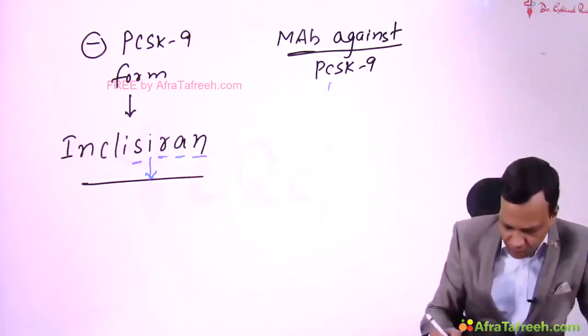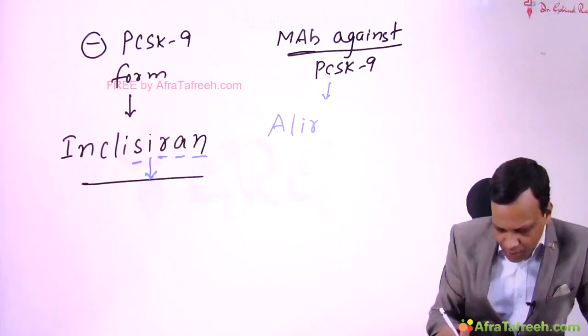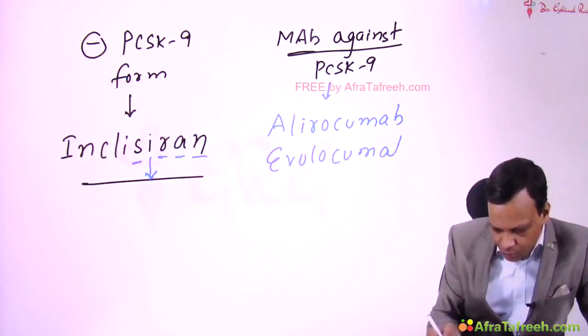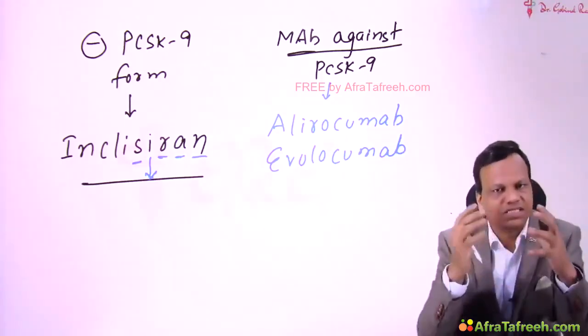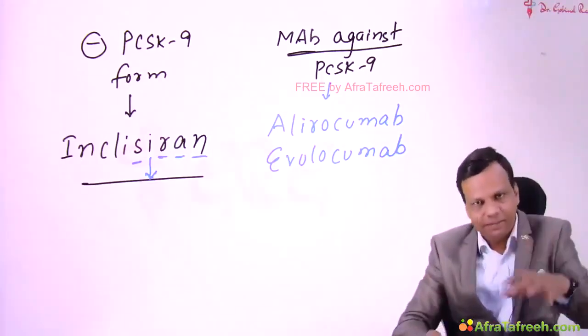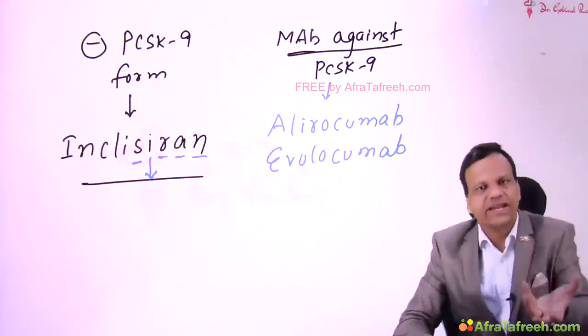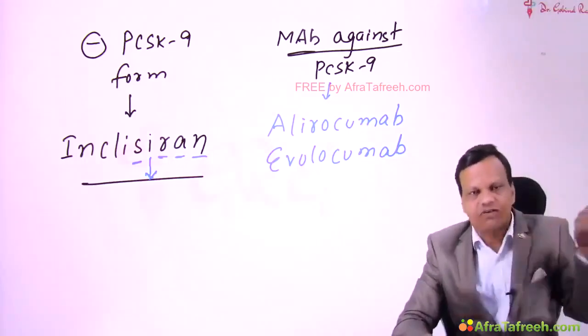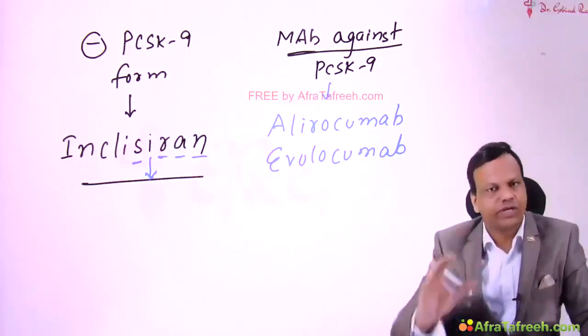On the other hand, we have some monoclonal antibodies against PCSK9. These are alirocumab and evolocumab, monoclonal antibodies against PCSK9. So all these three drugs will basically inhibit the action of PCSK9, so LDL receptors cannot be broken. When their level increases, they will take the cholesterol from the blood. So they are used in homozygous hypercholesterolemia.